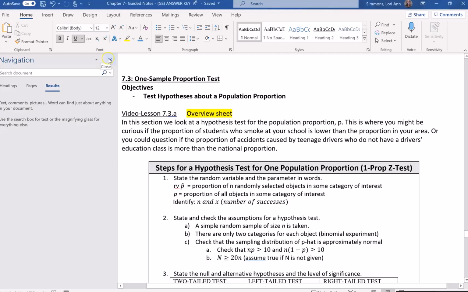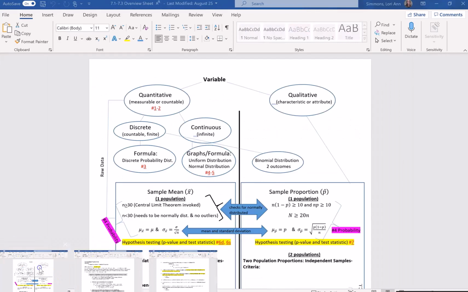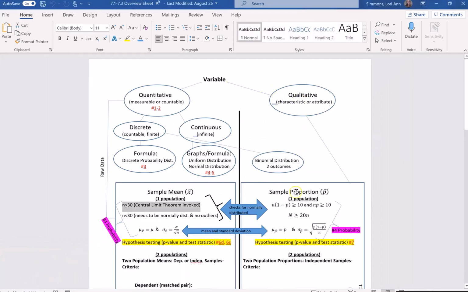7.3 is on one sample proportion test. We're going to be able to test hypotheses about a population proportion. So let's look at the overview sheet. We are now working with proportions, which are qualitative. We're on the right-hand side, so we're going to be using number 7 on the calculator sheet. Here are our criteria that we need to look for.